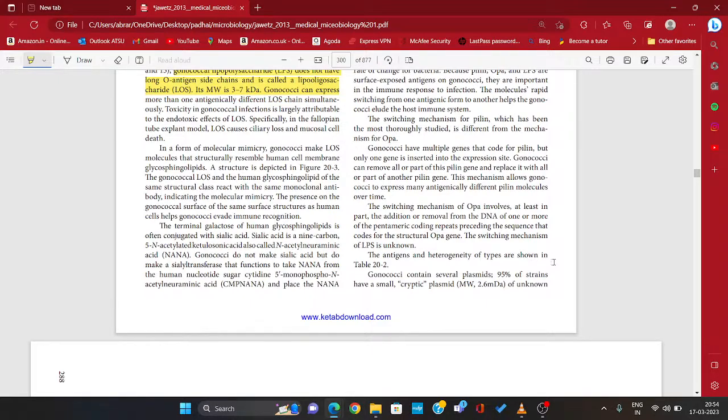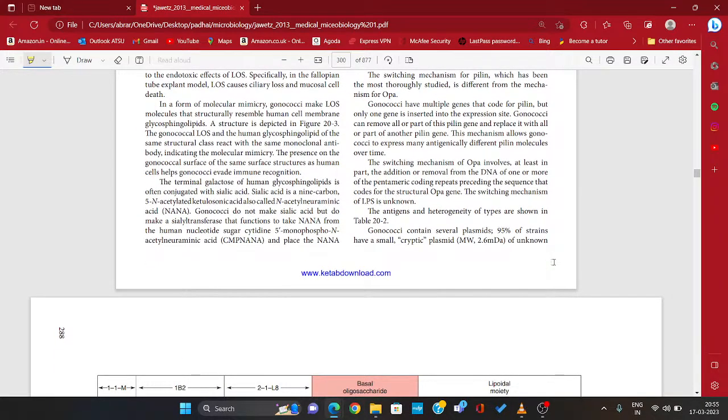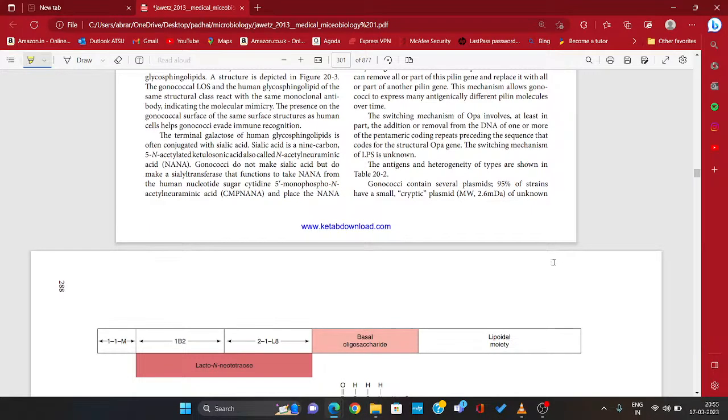The switching mechanism of Opa involves, at least in part, the addition or removal from the DNA of one or more of the pentameric coding repeats preceding the sequence that codes for the structural Opa gene. The switching mechanism for the LOS is unknown. The antigenic heterogeneity of types is shown in the table. Gonococci contain several plasmids. 95% of strains have a small plasmid. What is a plasmid? It's an extra amount of DNA.